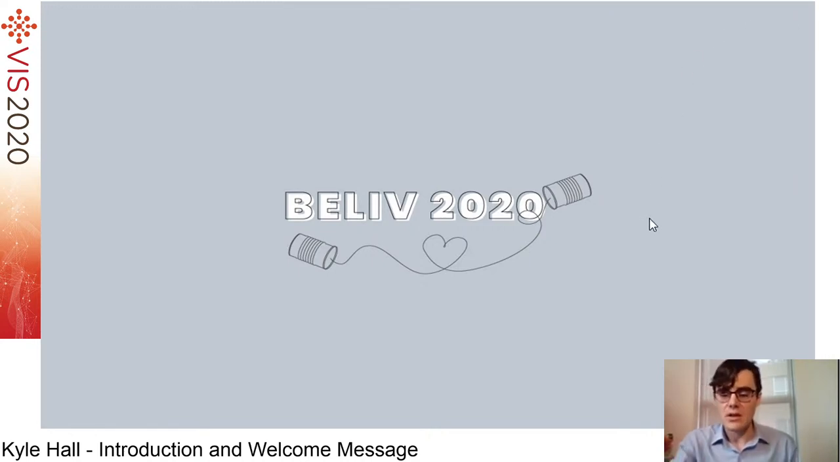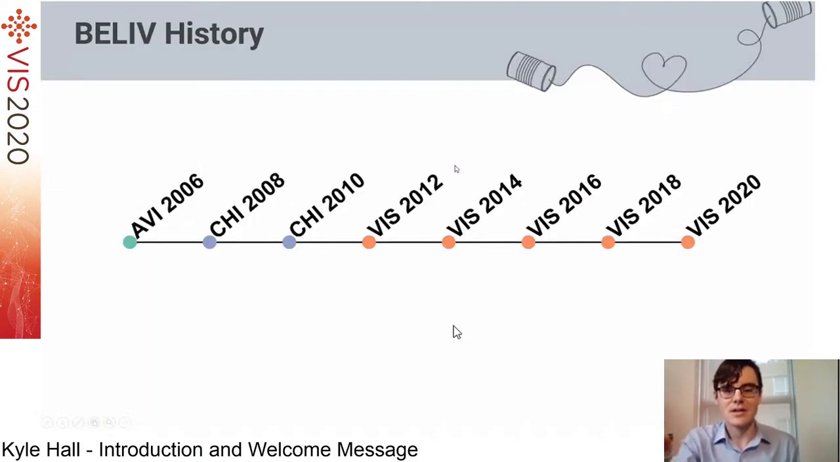So BELIV has a long history, relatively speaking, I guess, in the VIS context, and the origins can be traced back to AVI 2006. Starting there, every couple of years, there has been an iteration of BELIV, and it has jumped around from AVI to CHI to VIS. And for the last 5 years, BELIV has called VIS home. And this year, we dive into the interesting territory of the first virtual edition of BELIV.